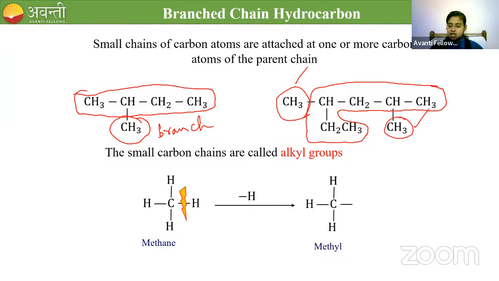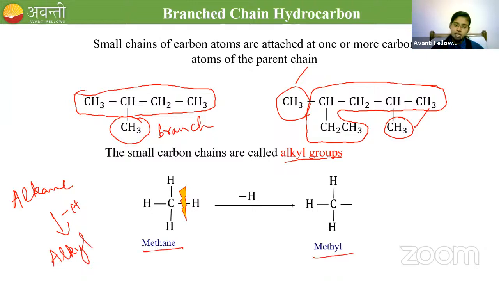So let me discuss these alkyl groups first. How do we get an alkyl group? We take an alkane and remove a hydrogen, and we get an alkyl group. I take methane, remove one hydrogen, and get methyl. Likewise, ethane will give ethyl, and propane will give propyl. You can take any alkane and remove hydrogens, and they will give the corresponding alkyl groups.